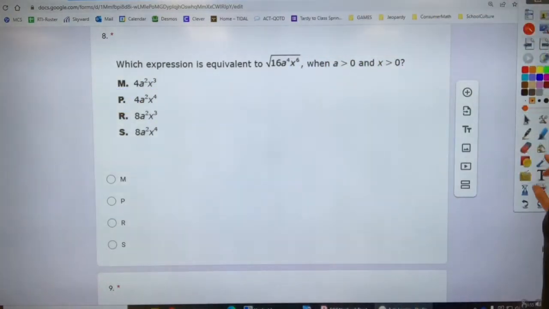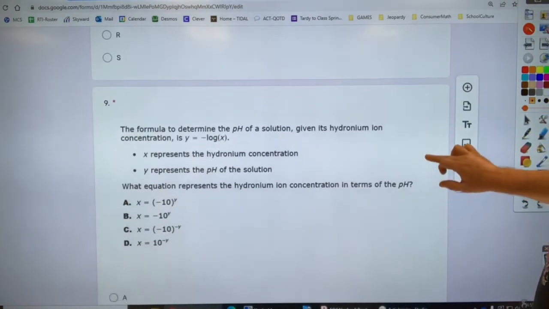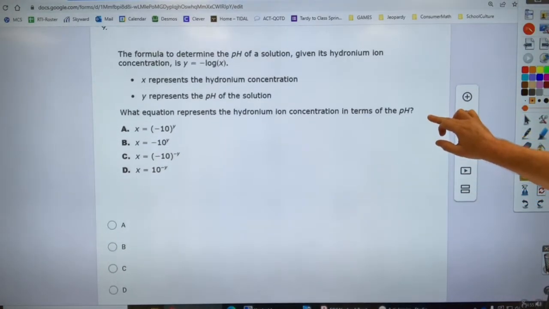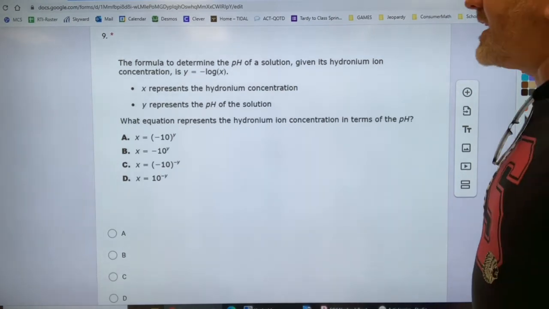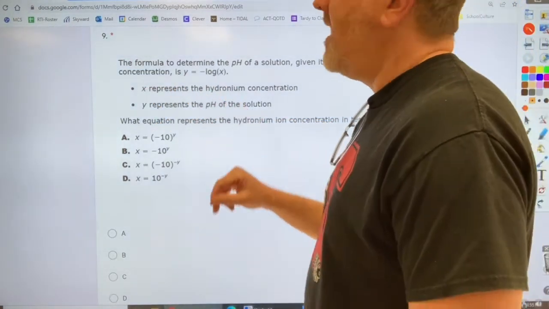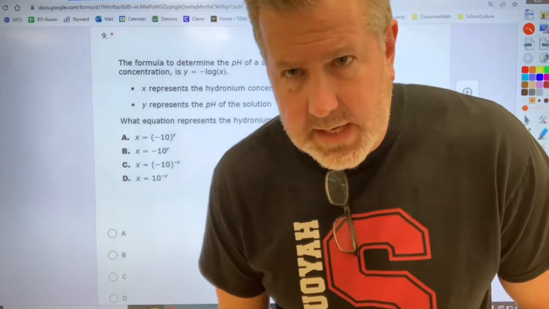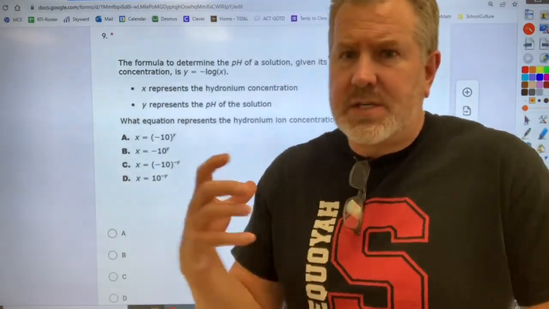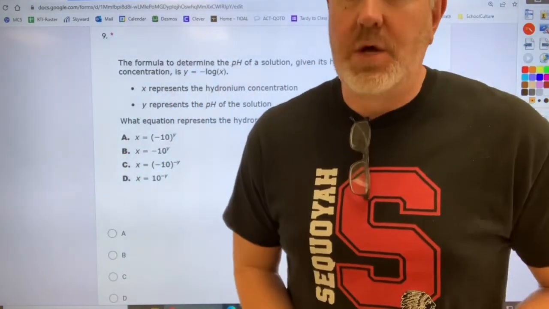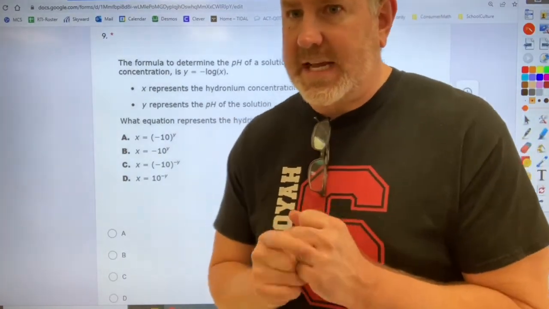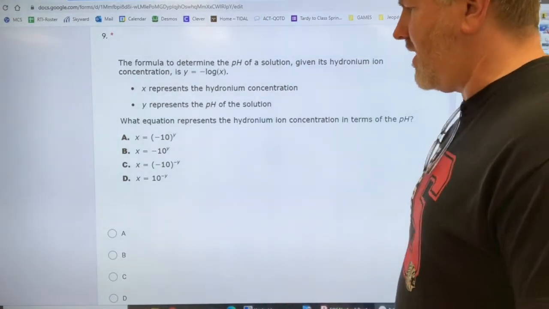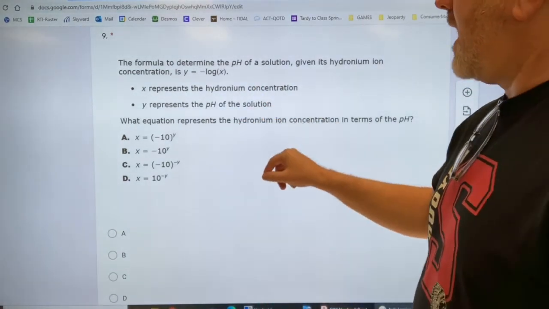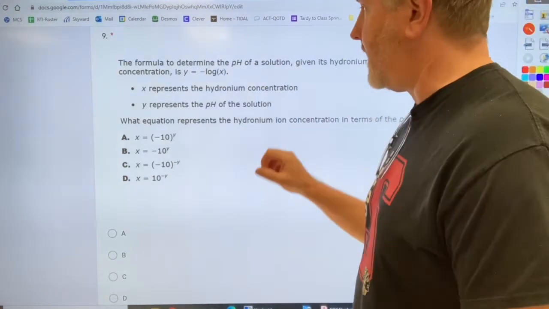All right, 2 more. The formula to determine the pH of a solution given its hydronium ion concentration is y equals negative log of x. X is the hydronium. They put all of these fancy words in here and all these chemicals just to sort of distract you from what you're actually doing. However, that's not to say that this is an easy problem. This is not a particularly easy problem because of the signs. The signs just tear you up on this one, okay? And I might end up having to look at the answer on this one, but we're going to work it here real quick.